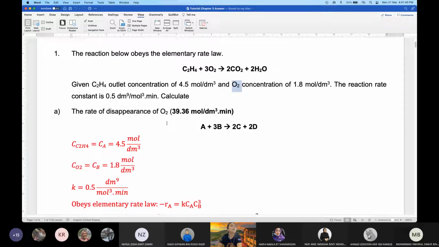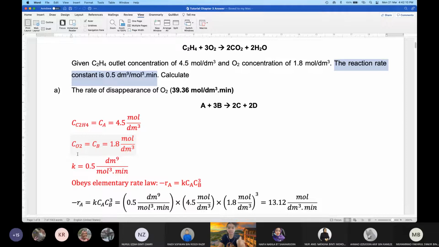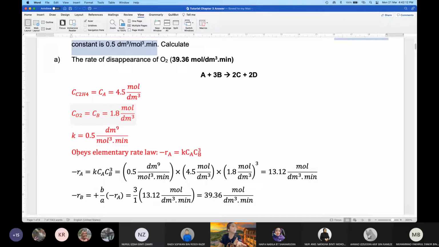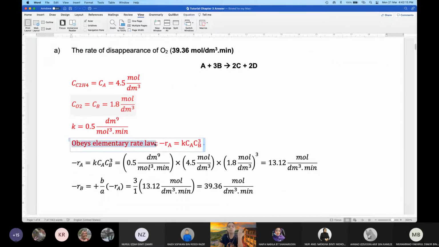So dia kata next one, dia kata reaction rate constant 0.5 dm power 9 per mole power 3 minute. Okay. So meaning reaction rate constant. So you have learned, right? Dalam kita punya rate law, we have K. Reaction rate constant you have learned, right? So in this question dia beri kita dah nilai K tu pemalar kadar tindak balas tu adalah 0.5. Okay, so done. Dia dah beri kita CA, CB, dia beri kita K 0.5, and don't forget this is the reaction obeys elementary rate law.